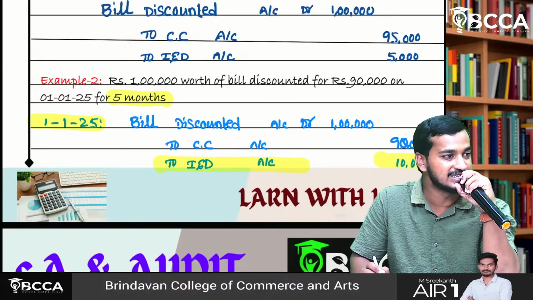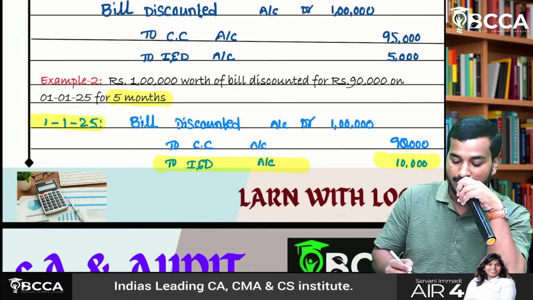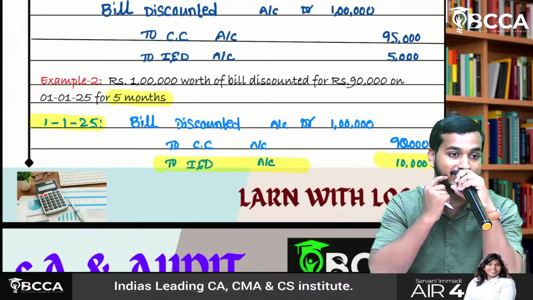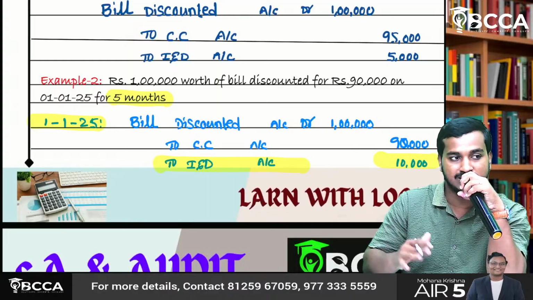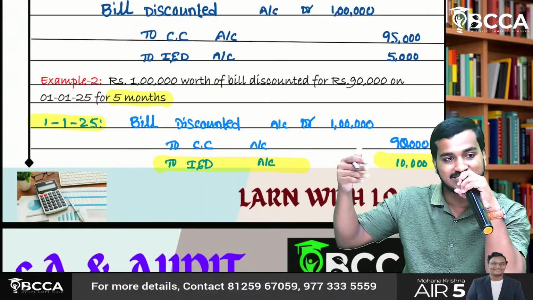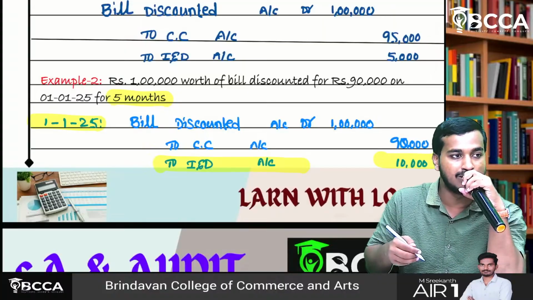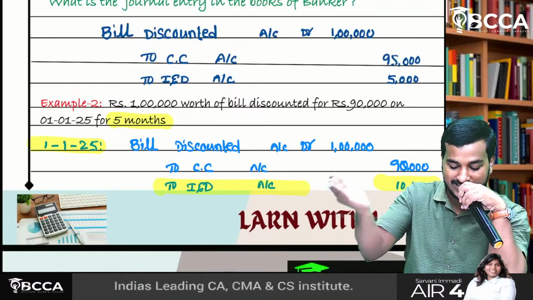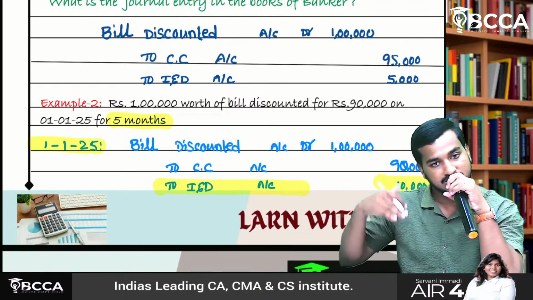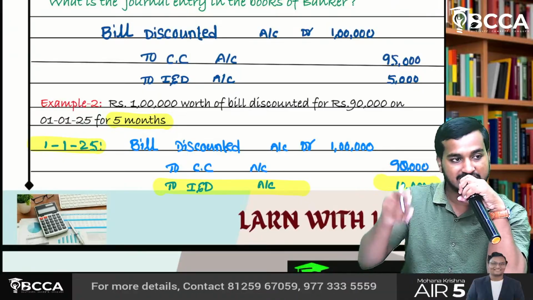But here what is the problem? Date of bill is 1/1/2025, but the term of the bill is 5 months. That means what is the due date? 5 months means around 1/6/25 plus 3, 4/6/25. So out of this entire 5 months, 3 months are in the current year, 2 months in the next year. But you recorded the entire 10,000 in current year income.